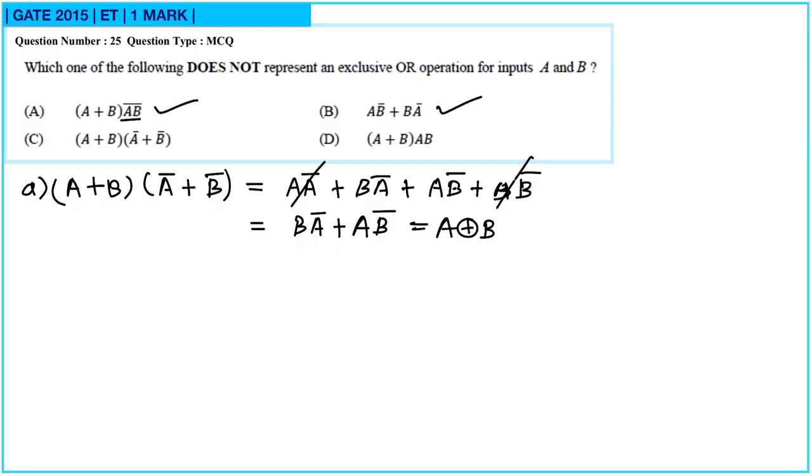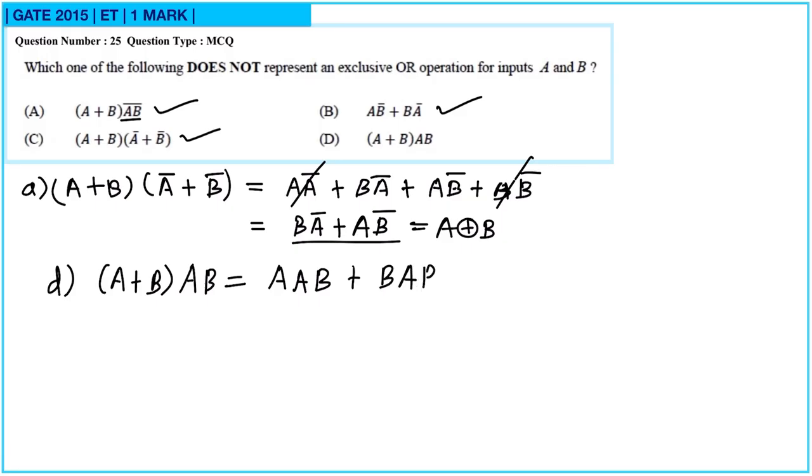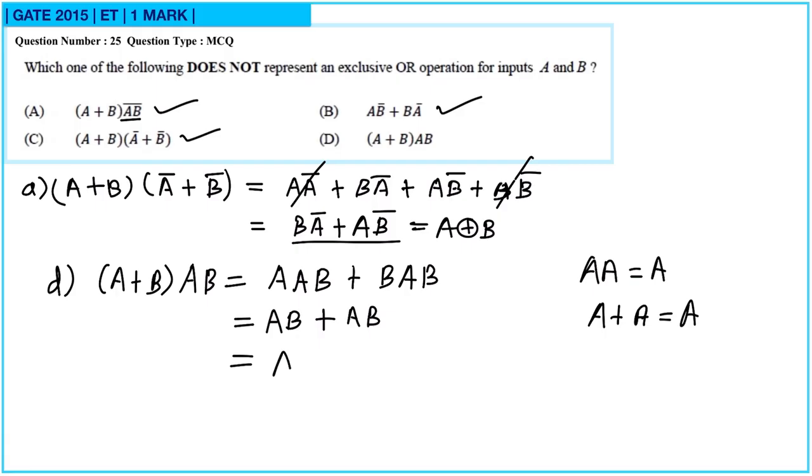For the second one, this is also XOR gate. See, this part is also here. So obviously this will also be XOR gate. So only the fourth option is not correct, because for option D, A or B, AB, this will be AAB or BAB, and this will be AB because AA is A, or this will be AB, and A or A is also A. So this will be AB. So this one is not XOR gate. So option D is correct over here.